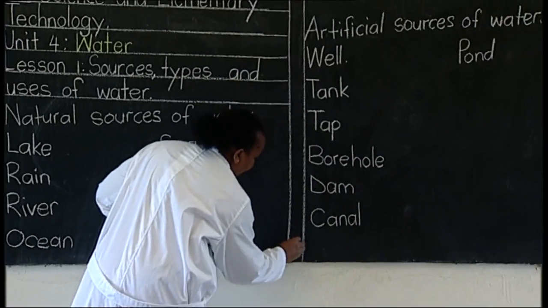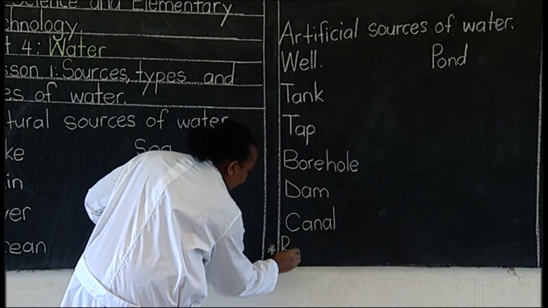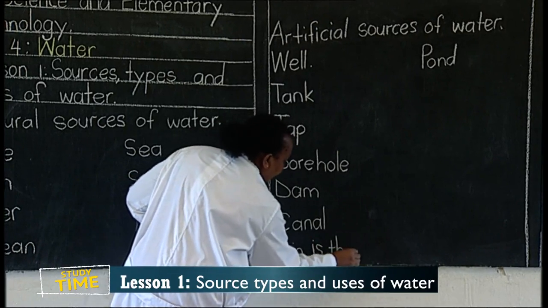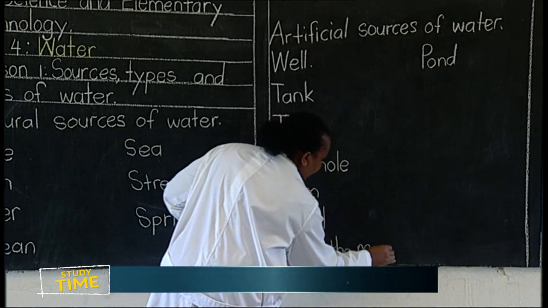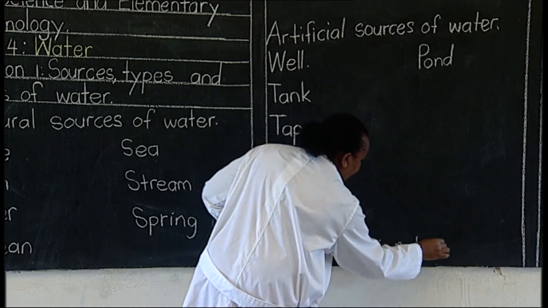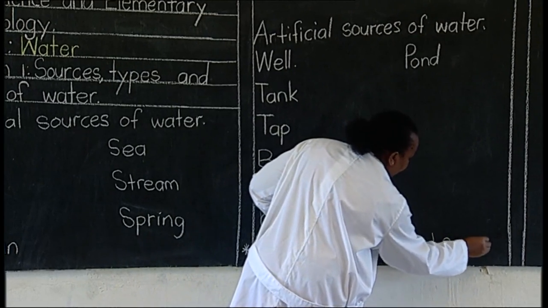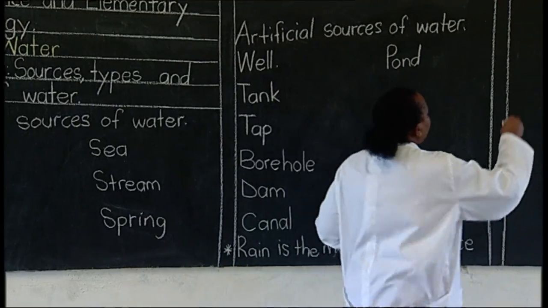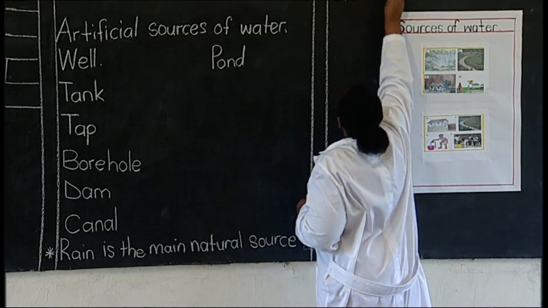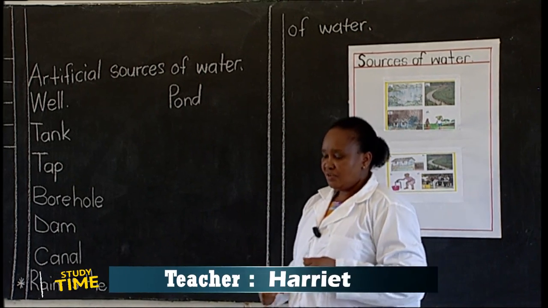I will put it here. I put a star so that you can mark it and say that rain is the main natural source of water. So know it that rain is the main natural source of water.